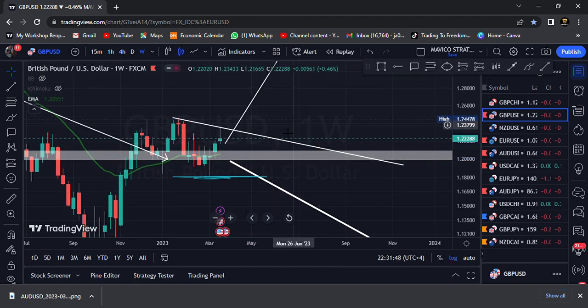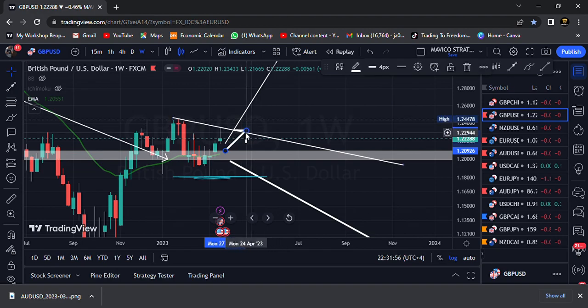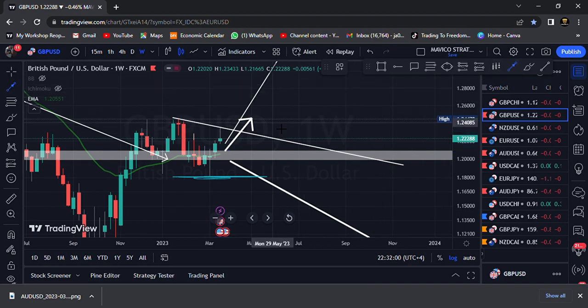Because right now, if the market comes up now and breaks here, I'll wait for it to go up, to break up, come back and retest, and then I buy. So at this level I already know exactly what is going to happen.